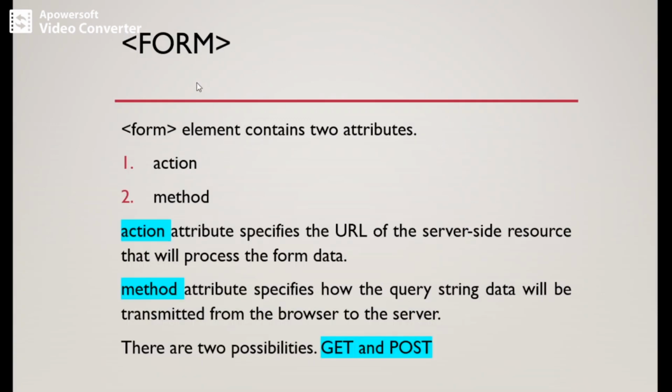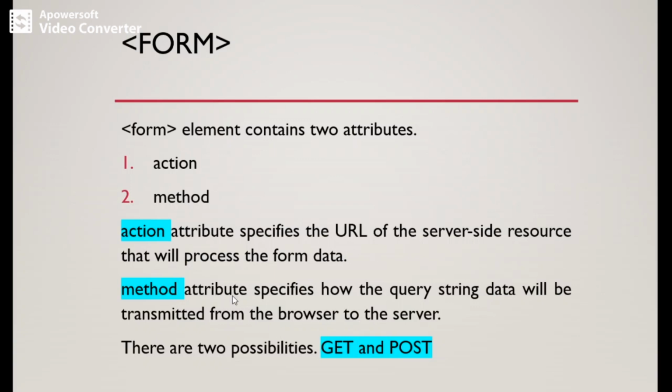Now the form element. So the form tag contains two attributes. One is the action, another one is the method. So the action attribute specifies the URL of the server side resource that will actually process the form data. So action is equal to some file name .php. So actually it will be the URL of the server side program which is actually processing the form data.